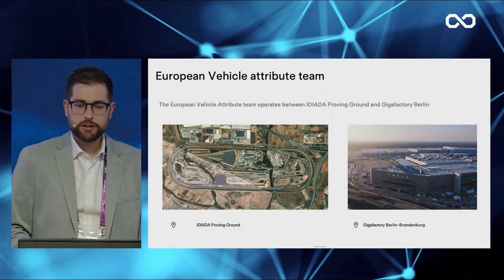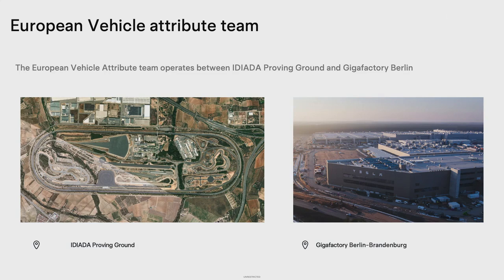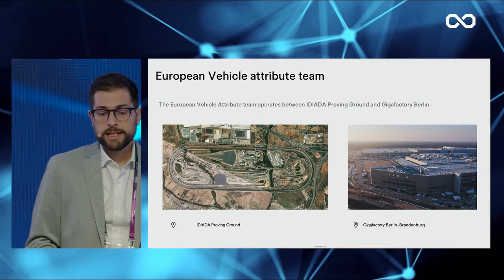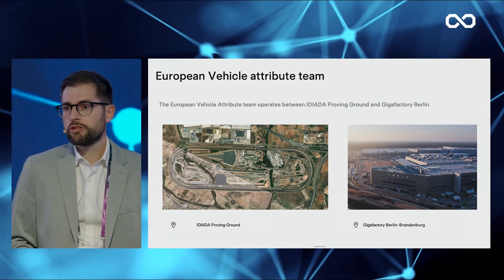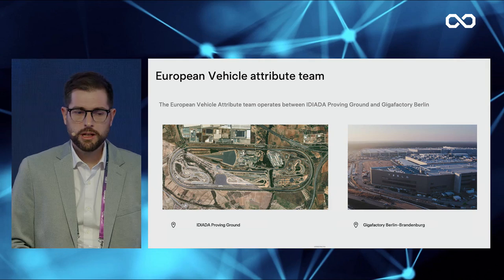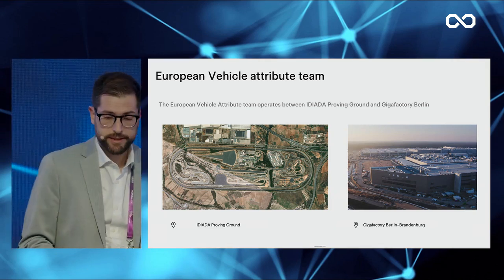I think Tesla, as a company, doesn't need an introduction, but let me spend some words about the European Vehicle Attribute team. The European Vehicle Attribute team is located between Ideal Proving Ground in Spain and the Tesla Gigafactory in Berlin, in Germany. The fact that we are located in two different countries already gives us frequent exposure to regional differences in road surface and subjective perception. And this is also one of the points that motivated the work that I will present to you today.